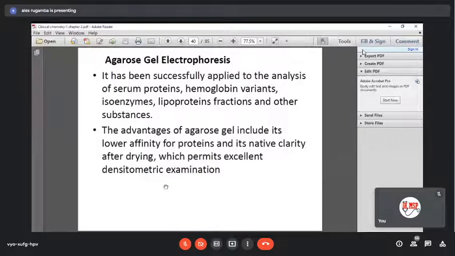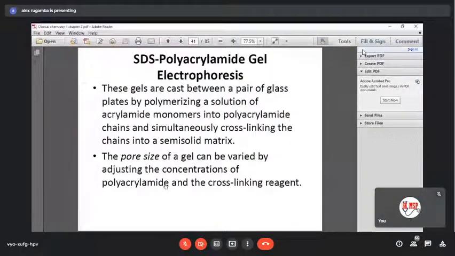Agarose gel electrophoresis has been successfully applied in analysis of serum protein, hemoglobin variants, isoenzymes, and lipoproteins. The advantages of agarose gels include low affinity for protein and its native clarity after dyeing, which permits excellent demonstration. SDS polyacrylamide gel electrophoresis.